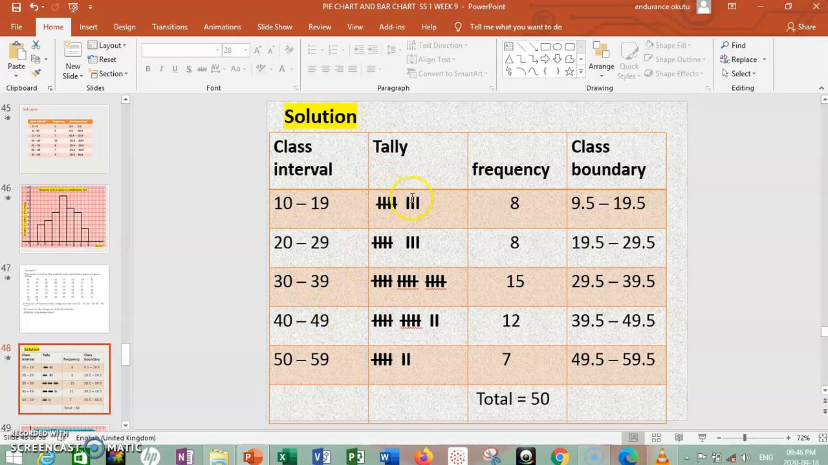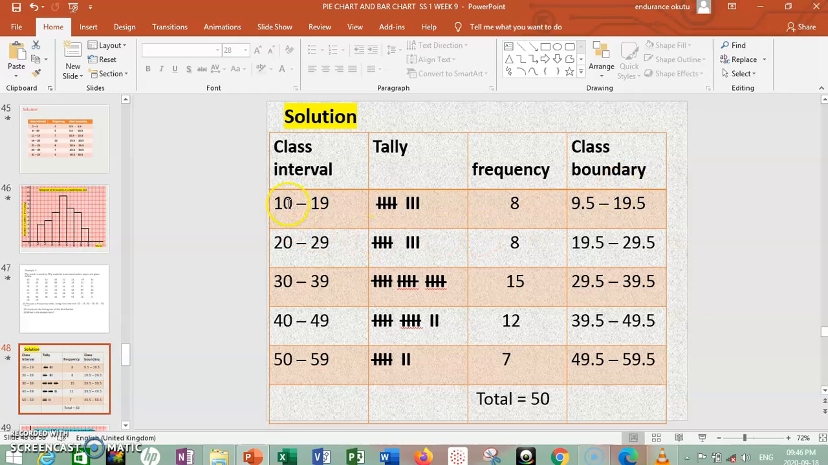Now from your tally, you can now represent your frequency. Remember this is 5. When you count 4, the fifth one you cross, then 3. So 5 plus 3 is 8. Here is 15. Here is 12. And this is 7. So now this is our class boundary.